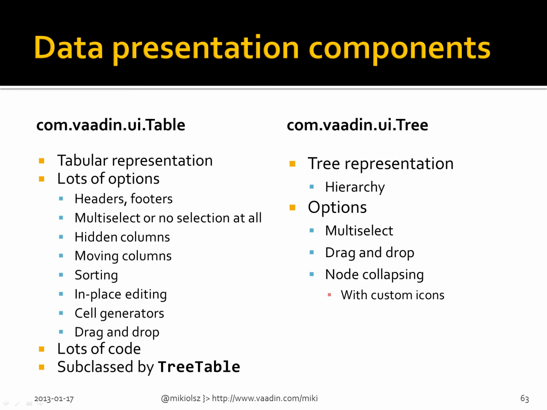We have a tree, which is a hierarchical representation of a dataset. It also contains a significant number of options. Both these components are combined in a tree table, which allows a tabular representation of a hierarchical dataset.